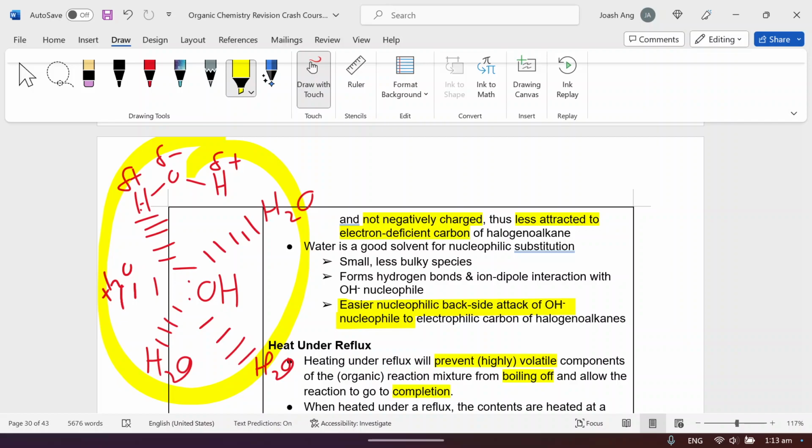And I will explain this when we go to elimination where we use an alcohol medium, and we will see that actually an alcohol, because it's bulkier, will sterically hinder the OH minus anion and make it harder for the nucleophilic backside attack to occur. And thus we always use the OH minus in the alcohol medium as a base.